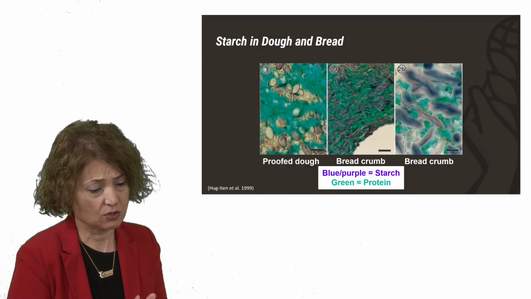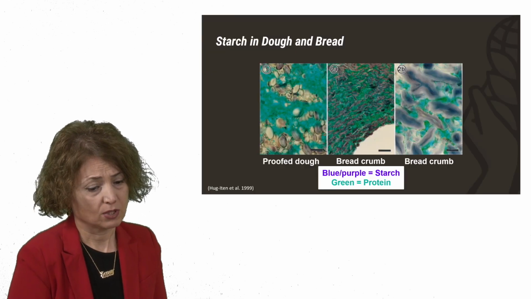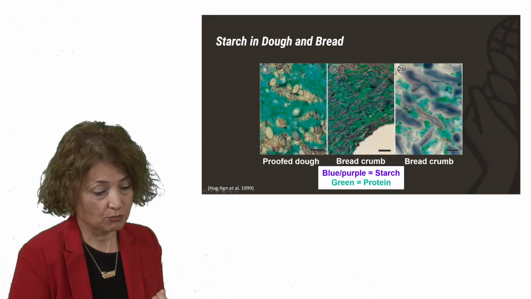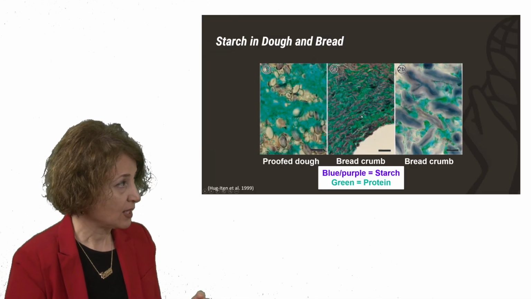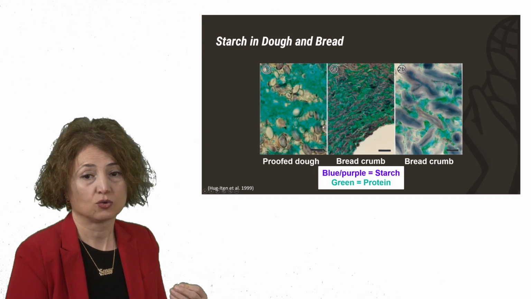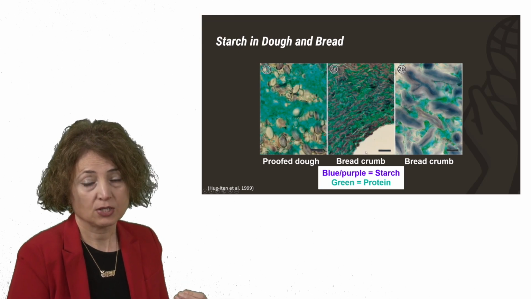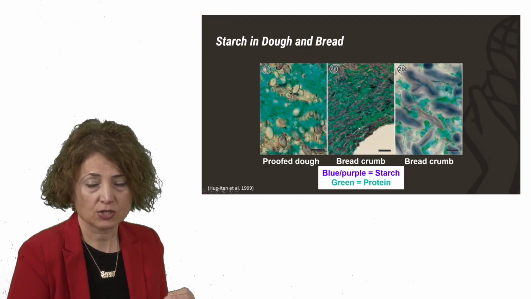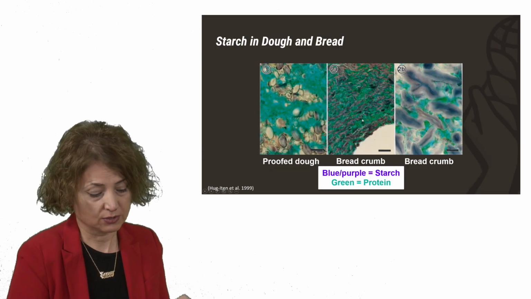And we can again see that the granules are very visible in the dough. But if you look at the bread crumb inside the bread after cooking, we can see that they are not as distinct as they are in the dough formulation. And here the starch is shown in purple, the proteins are in green, and the cooked starch granules are embedded into the gluten network.